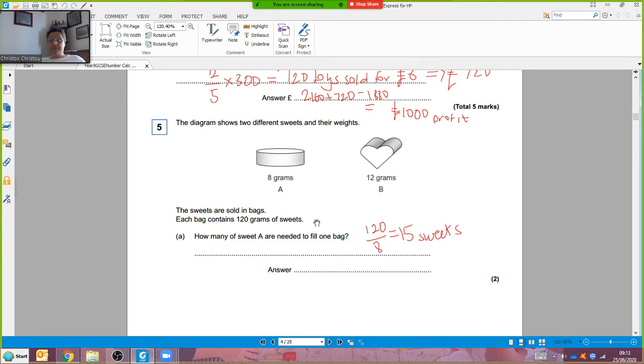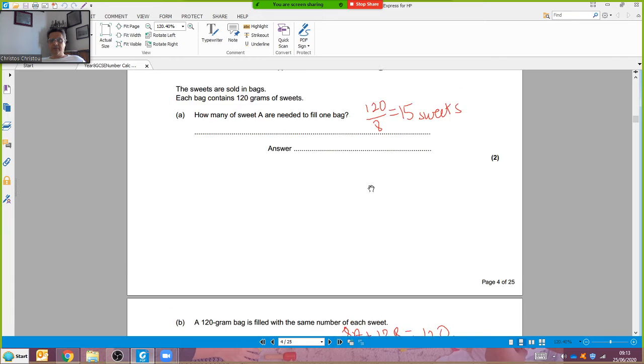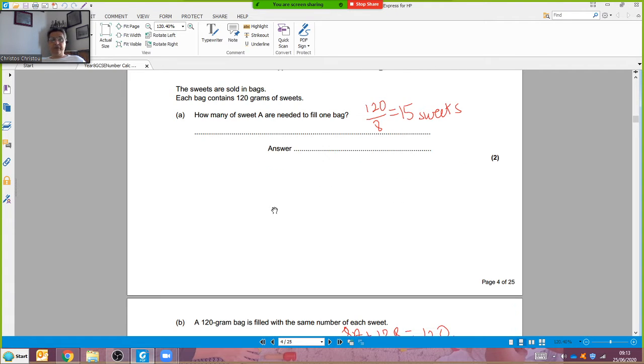Okay. Part B, I guess. Yeah, I did try an improvement here. So a 120 gram bag is filled with the same number of each kind of sweet. How many of each sweet are in the bag? Okay, so all right. I want a certain number of A's, each worth 8 grams, and a certain number of B's, each having a weight of 12 grams, and the whole total must come to 120 grams as a mixed bag of sweets. So again, one of you used the method of simultaneous equations, which is brilliant.